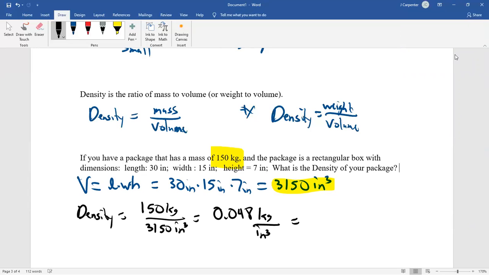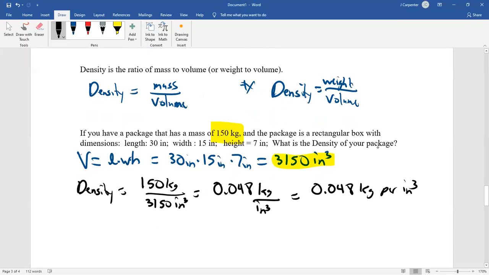You could write it that way, or you can write the word per in there. Now, maybe this is a nice answer, but that number is really small, and some people just don't like really small numbers. They say, all right, well, 2 of your dimensions were more than a foot, and this one is about half a foot. So maybe I'm curious what the density is based off of cubic feet instead of cubic inches. You can certainly do that.